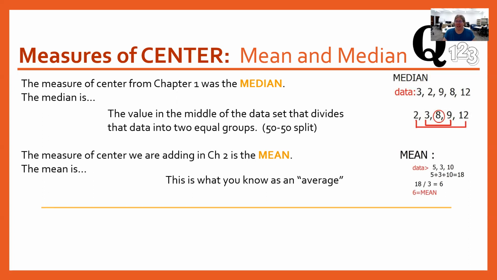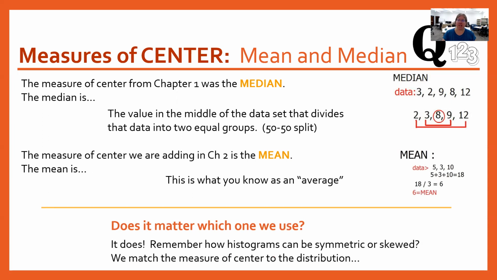So a question that kind of comes to mind is, well, which one do we use? Does it make a difference? And the answer to that is that it does make a difference, and it's going to depend on how that histogram looks, so what that distribution is. And specifically, whether the distribution is symmetric or skewed will be the clue that tells us whether we're going to use the mean or the median.